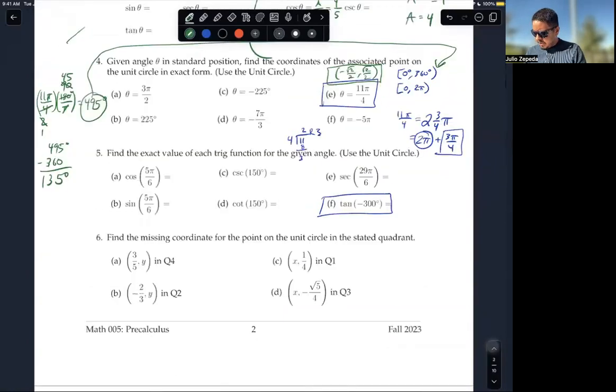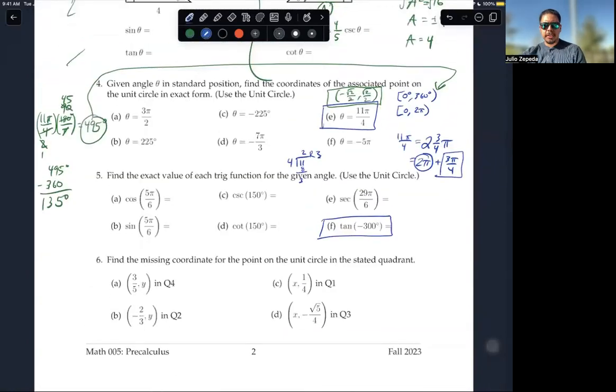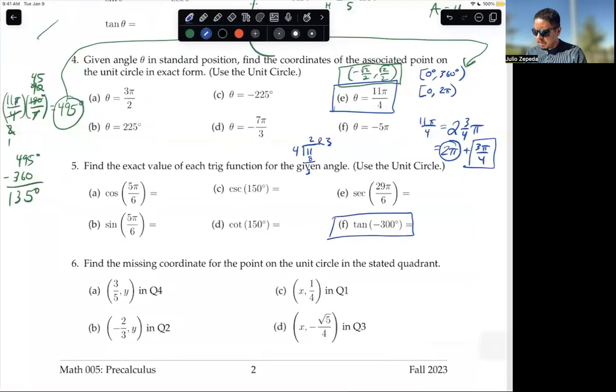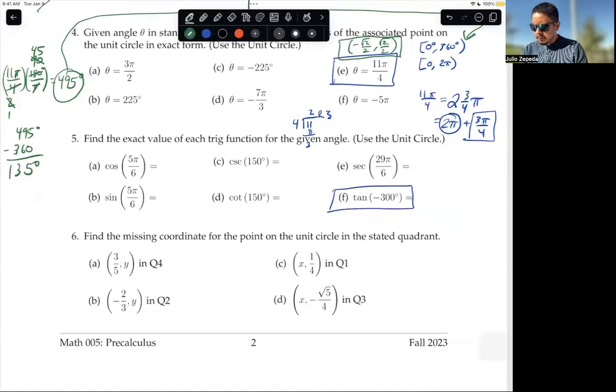And then I have my office hours in just a couple minutes, so I'll end pretty soon. Yeah, let's take a look at one more of these on problem number 5. And let's take a look at E. That one's a nice one. Secant of 29 pi over 6.